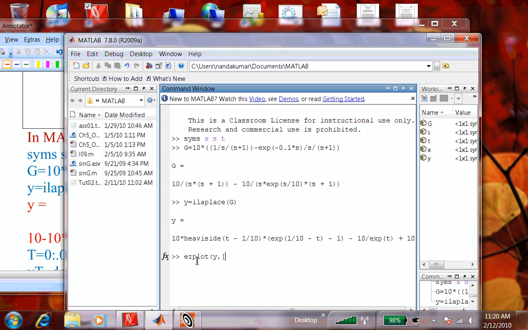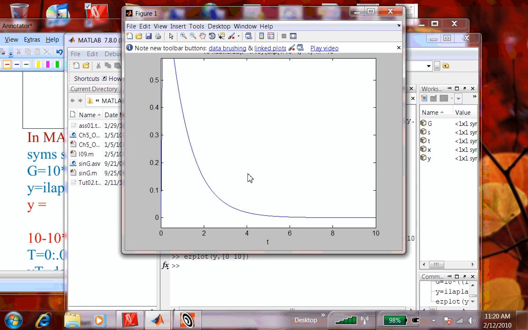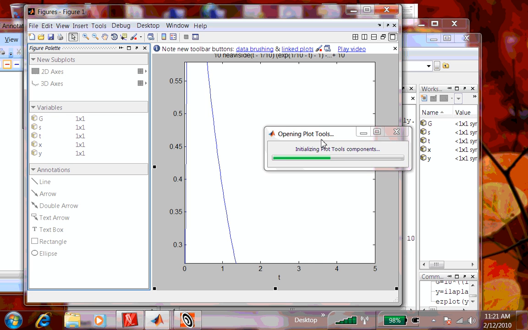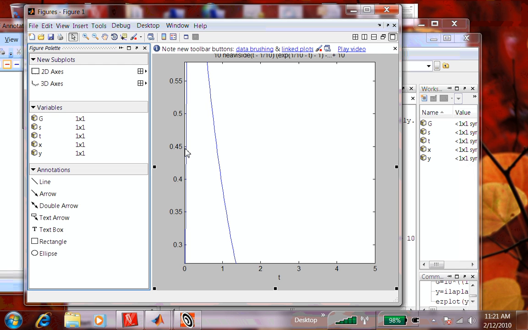And let me do it in the range of 0 to 10. Somehow the axis is not showing the whole of it. You guys remember what I need to do to show the whole thing? View, yeah. Figure palette. Thank you.